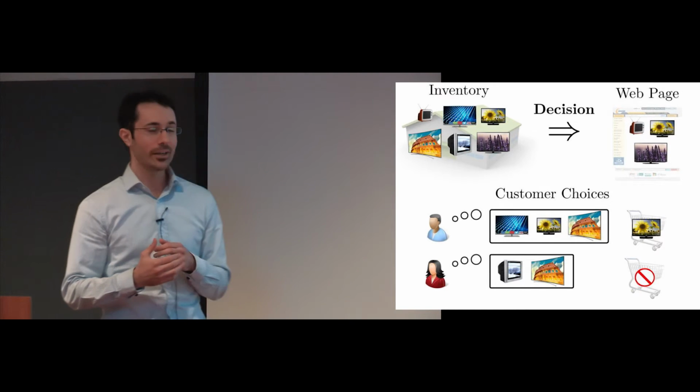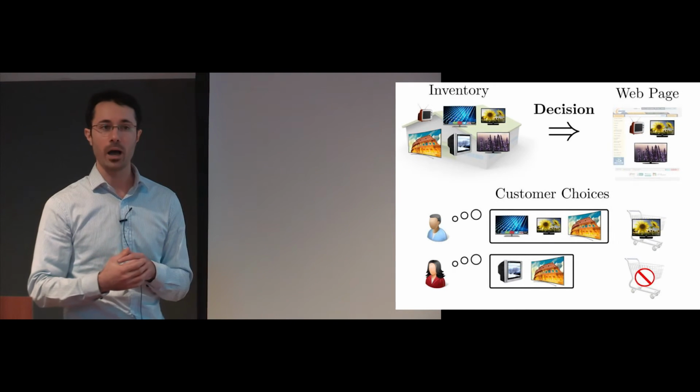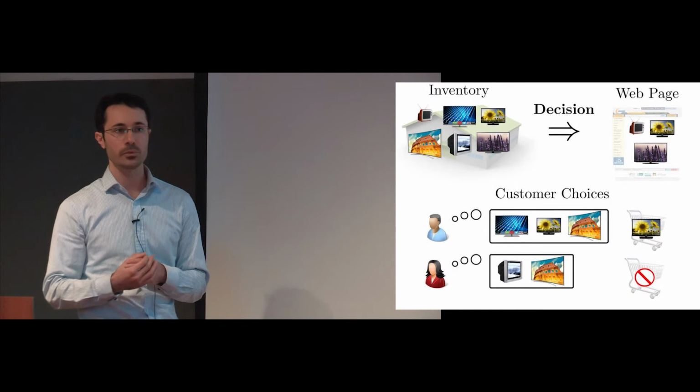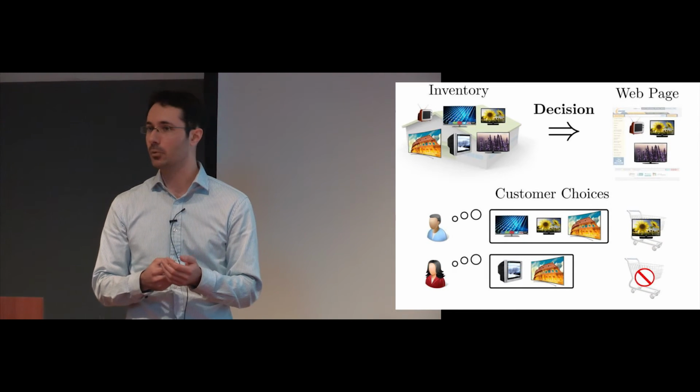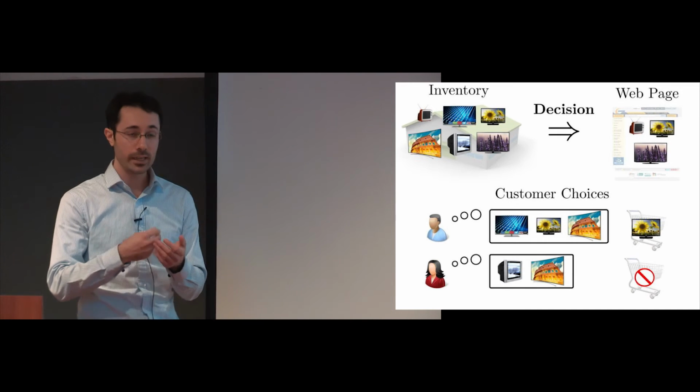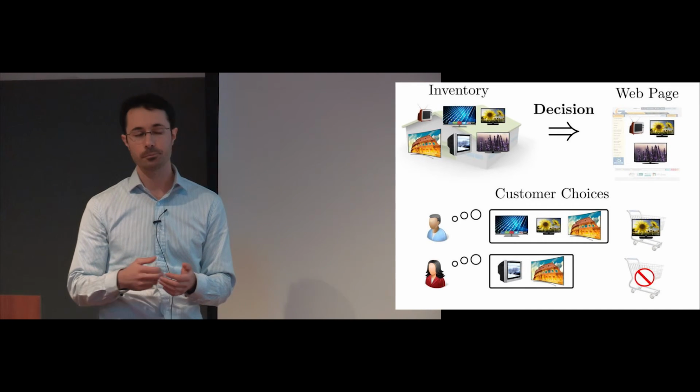So my thesis is going to design this algorithm. I have the first set of algorithms that can take into account these customer reactions and can actually tell Amazon which the best alternatives are to take.